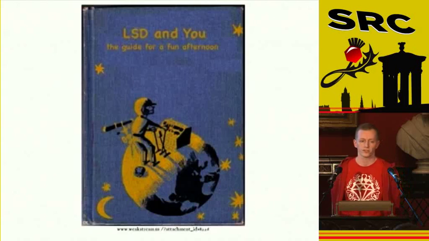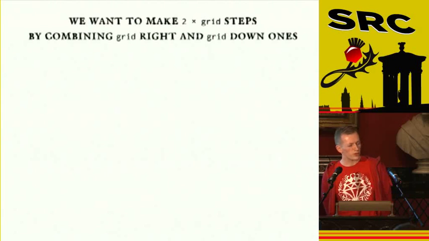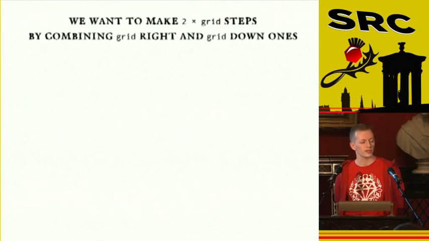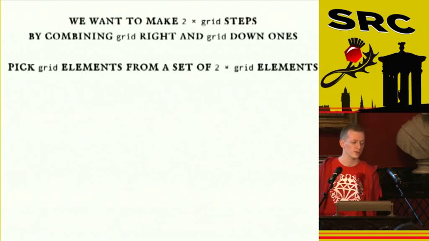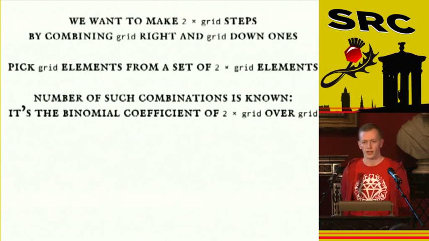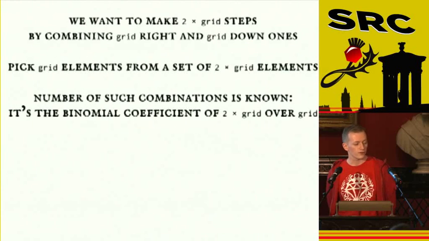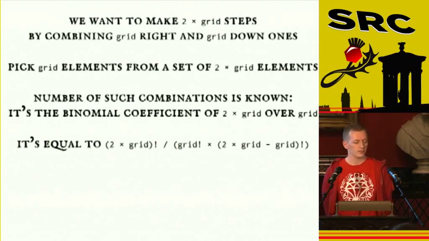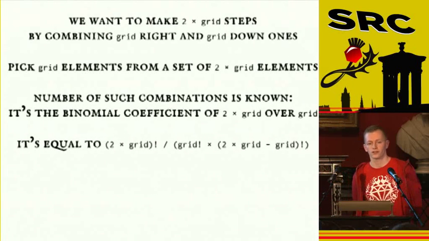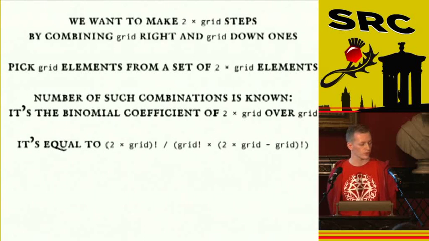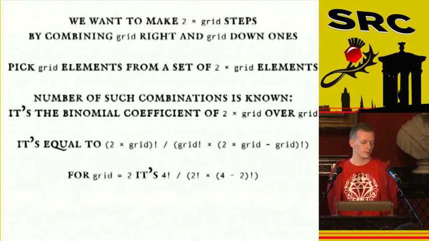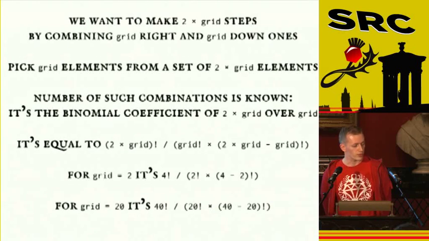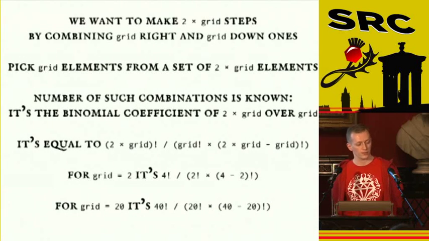And then when you fetch your favorite statistics books or mathematics books, whatever you keep at your nightstand, you realize that we basically want to make 2 times grid steps by combining grid right and grid down ones. So we want to pick grid elements from a set of 2-times-grid elements. It's actually a known number. The number of those combinations is the binomial coefficient of 2 times grid over grid. Given a certain grid size and a certain number of steps you want to take, it's always known. For a grid of size 2, it's the factorial of 4 divided by the factorial of 2 times the factorial of 4 minus 2. For grid 20, it's simply the factorial of 40 divided by, and so on.